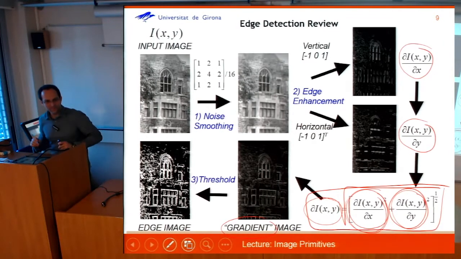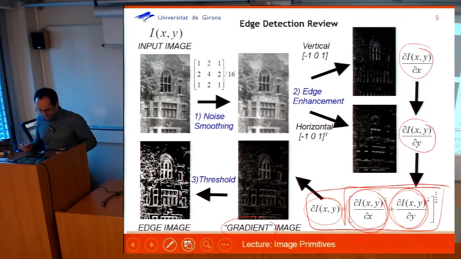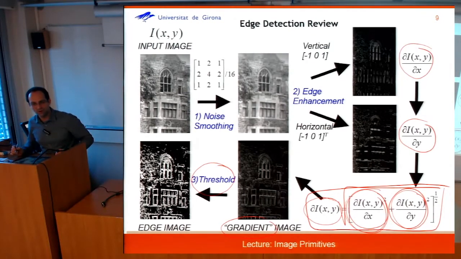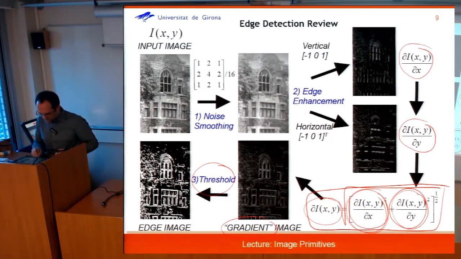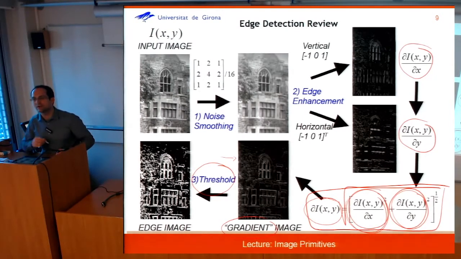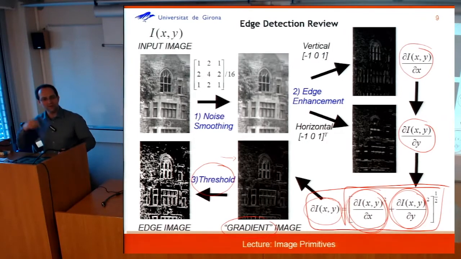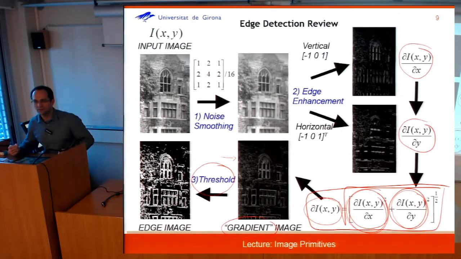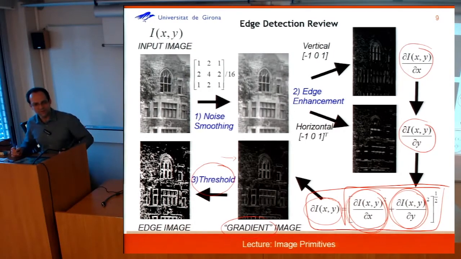But the edge image is just applying a threshold to the gradient image. The only thing I need to do is say that all the pixels that are smaller than 100 are going to be set to 0, and all that are bigger than 100, from 100 to 255 if I'm using 8 bits, are going to be set to 1. Then what I get is the edge image. So it's important to make the difference between the gradient image and the edge image.